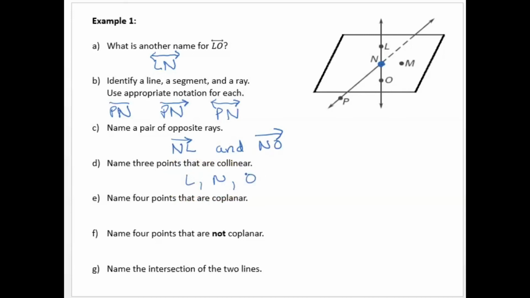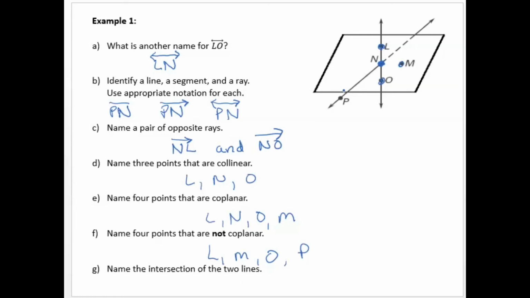Next is name 4 points that are coplanar. So we have L, N, O, and M. And those are all on the same plane. Let's name 4 points that are not coplanar. So we can do something like L, M, O, and P, because L, M, and O are all on the same plane, and then P is way up here. So that is not on that same plane.